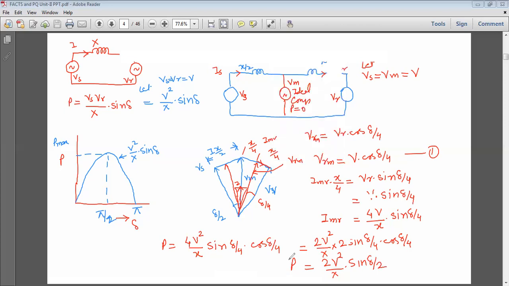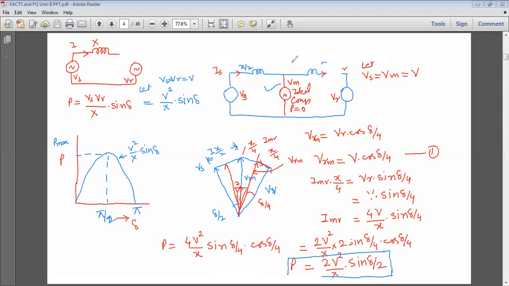Now we want to compare this equation with the two machine system, meaning the transmission line system as it is, without any compensator. So there are two sources, a two machine system, having reactance X. It is a lossless transmission line. Only the capacitor has been added. There, the power is equal to V square upon X into sine delta.